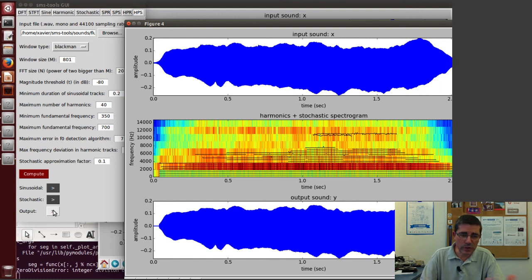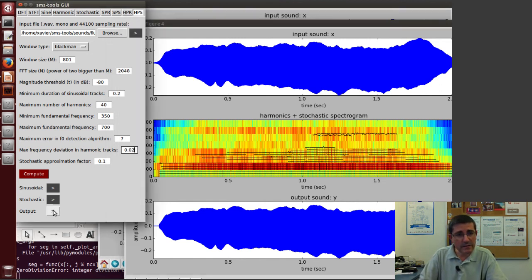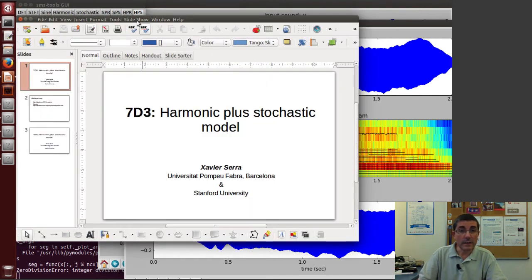So if we put it together with the original signal, with the harmonics, it sounds good, but clearly the harmonics are taking over and masking quite a bit of this stochastic component. We have to listen quite carefully if we want to be able to distinguish the stochastic component of this type of sound. And that's basically all I wanted to say.